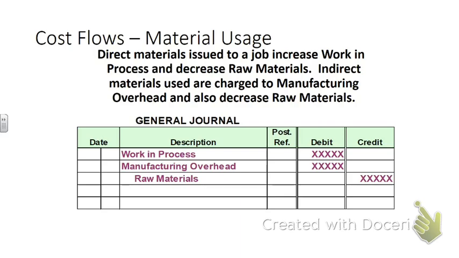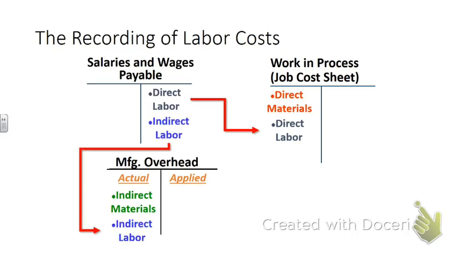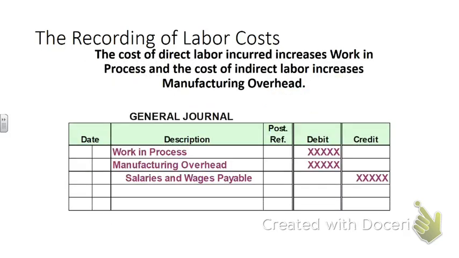Notice since my manufacturing overhead is getting a debit, that's actual expenses. I do the same thing with direct labor. Looks just the same. My direct labor goes into my work in process cost sheet. My indirect labor goes onto my manufacturing overhead. Once again, it's showing up on the actual side because these are actual amounts that I paid. Okay, so that's how it's going to go through my T accounts there. And the journal entry there.